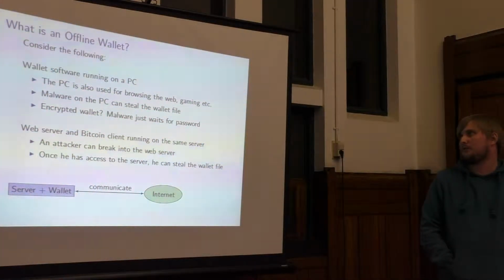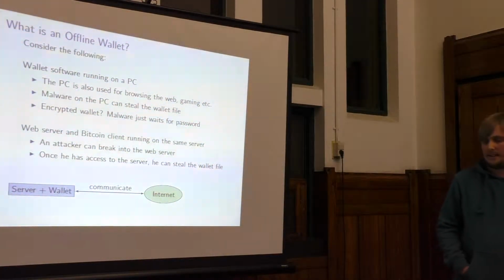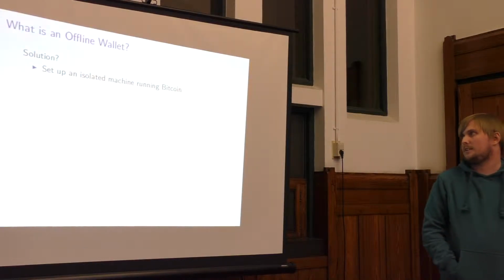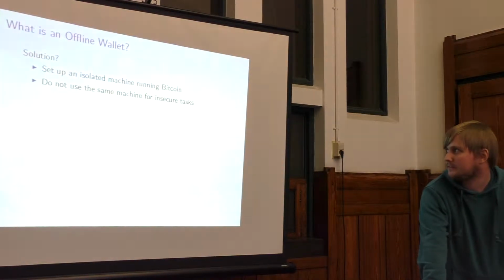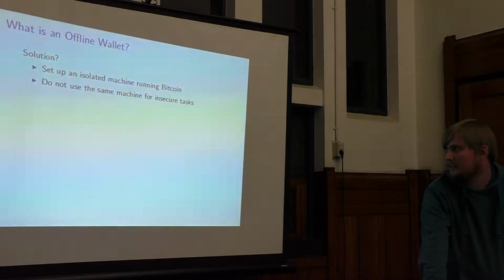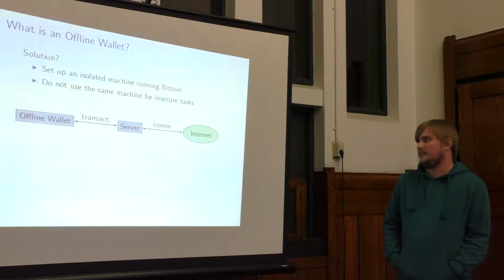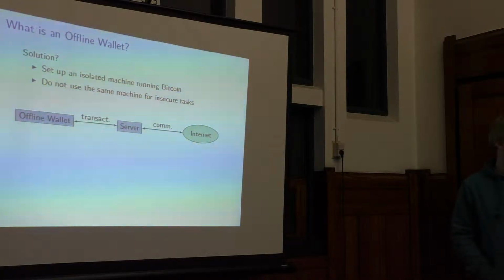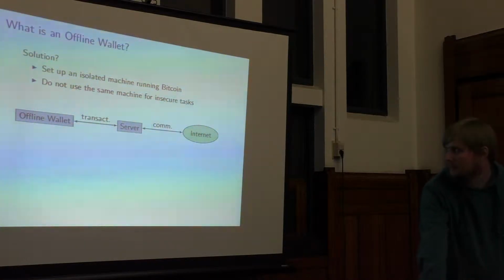So an offline wallet is the first idea of how to prevent that kind of attack. We set up an isolated machine running the Bitcoin client. We do not use the same machine for insecure tasks like running the web server. So it looks basically like this. We have two machines now. One machine is storing the Bitcoins. The other machine is doing, for example, the shop website. And between them, we only transfer the transactions. The offline wallet is not connected to any other networks, and the server communicates with the internet, giving the service.